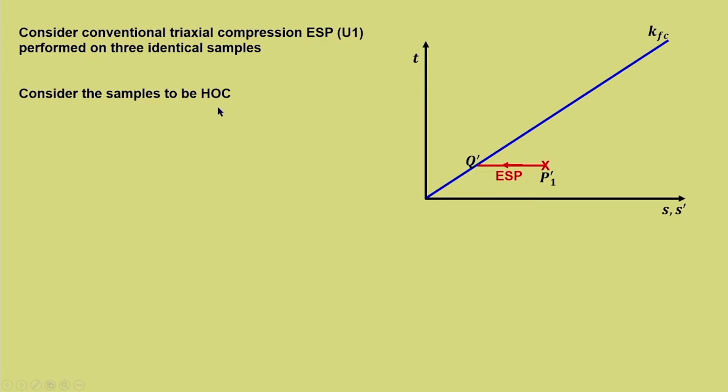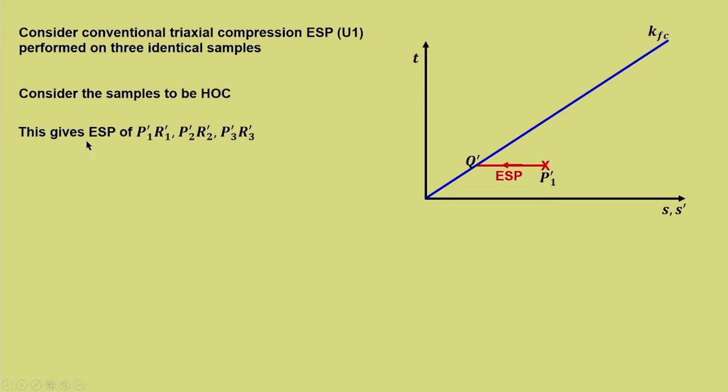That is what we generally do. So, let us see if we do a CU test in the lab, how it will look vis-a-vis the stress path, which is the actual stress path in the field, which is p dash q dash. So, consider the samples to be heavily over consolidated. What is the implication of this statement? The only implication is the A value will be negative. Let us say that the A value for a heavily over consolidated sample will be minus 0.5. It is an example. So, 1 by 1 minus 2a, minus 2 into minus 0.5 will be plus. So, this will be a positive slope.